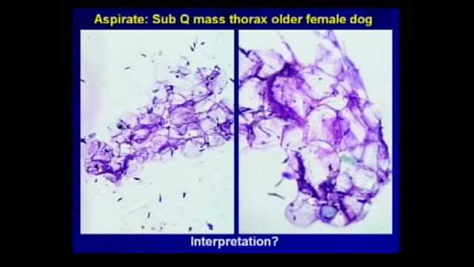I'm going to start off with a very easy case, a sub-Q mass from the thorax of a dog. And we are looking at numerous cohesive, clear, polygonal cells with very small nuclei. They came off in a cluster, and you can see that we also have abundant environmental debris. This is not interpretable. These are just keratin bars, and they might have come from the person that was making the aspirate. This, of course, is a lipoma.